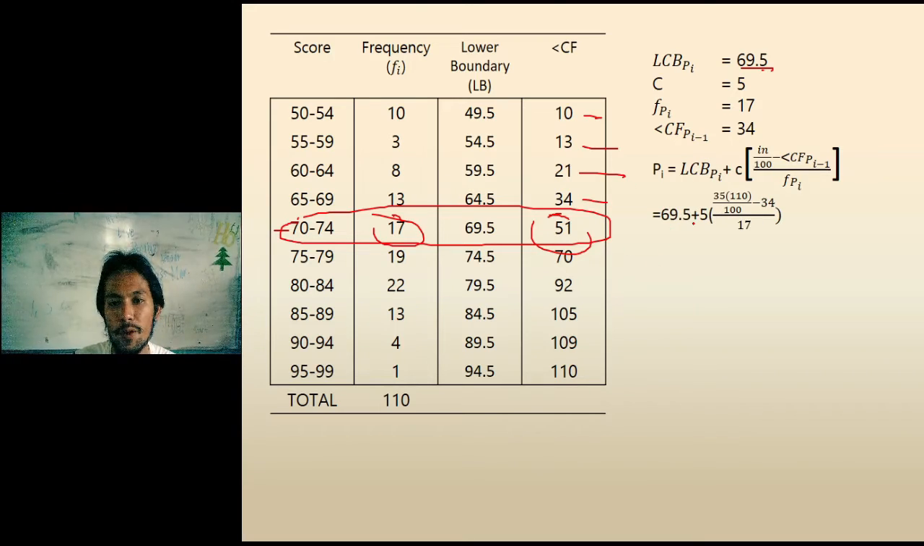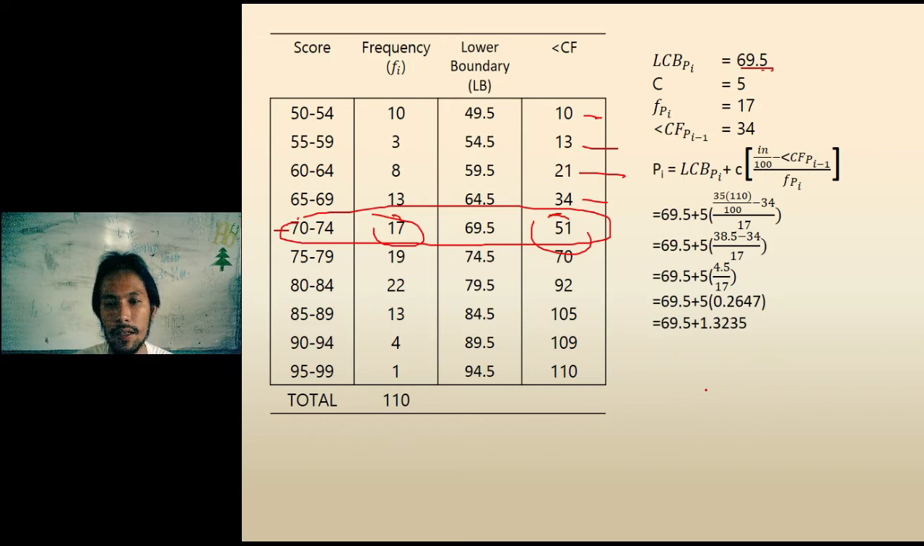So, atong gamiton ang formula, atong i-substitute. 69.5 plus 5 times 35 times 110 over 100 minus 34 over 17. And then, 69.5 plus 5 times 4.5 over 17. So, 69.5 plus 5 times 0.2647. So, 69.5 plus 1.3235.